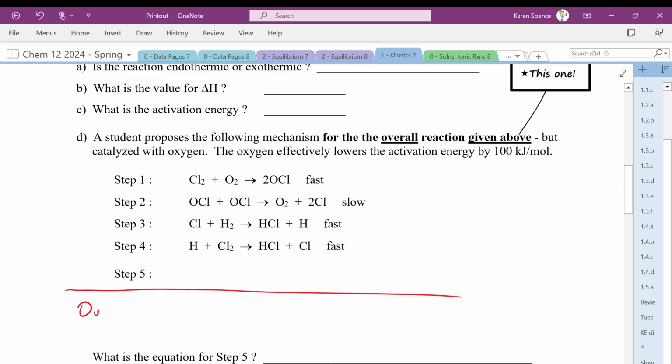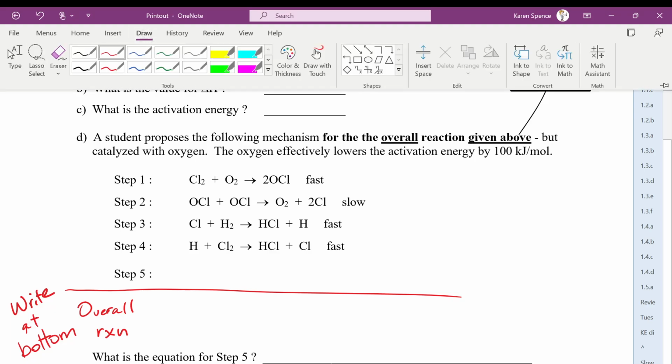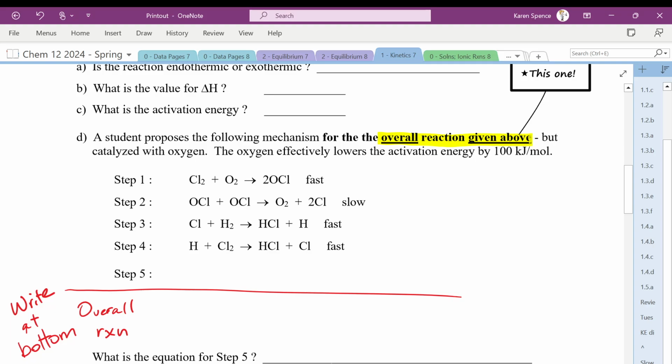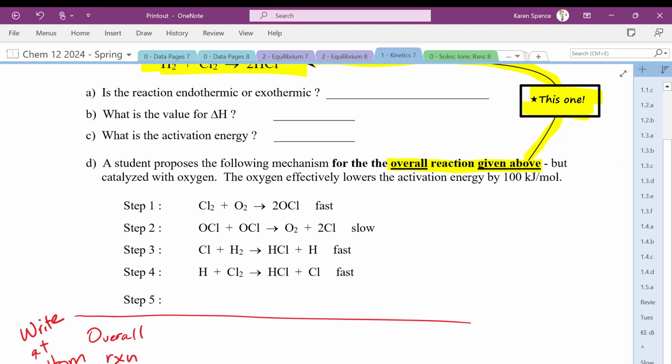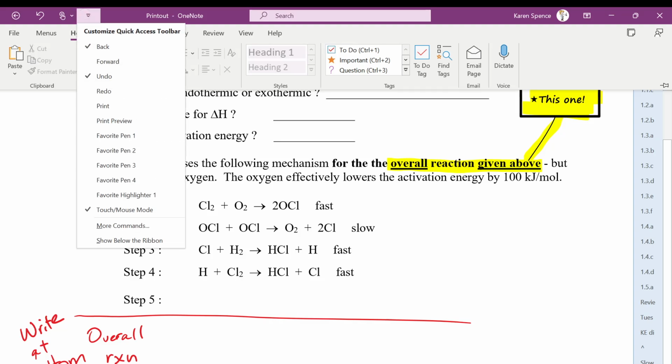So here is our overall. The first thing to do whenever you have multiple steps and you're missing a step is to write the overall reaction at the bottom. Okay? So we're going to write the overall reaction. Now, where is the overall reaction? The overall reaction given above, and then I follow the arrow and it says this one, and then I keep following it. So it is this one here. Okay, so that's the first thing we're going to do, rewrite that down here.